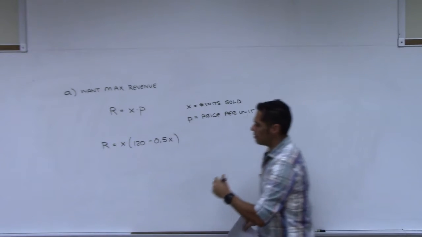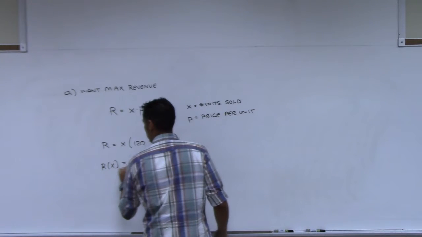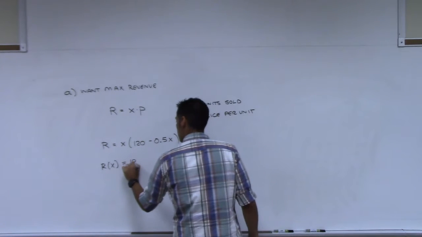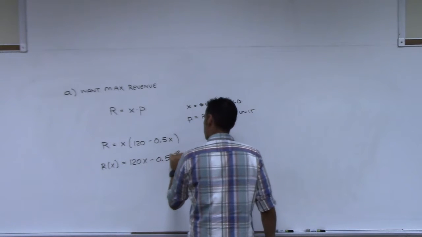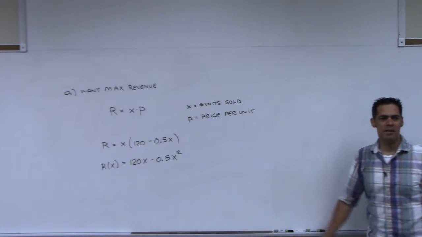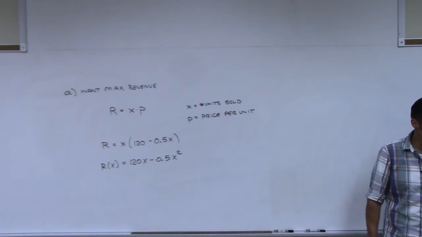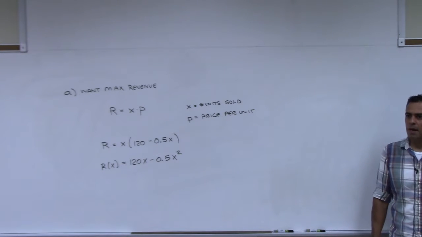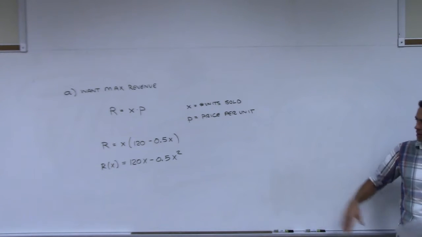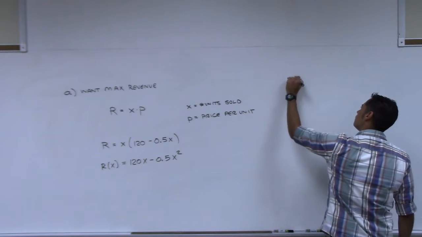Now distribute the x through. I'm also going to write R of x because the revenue is a function of one thing now. 120x minus 0.5x squared. And now we're just going to play the same game, right? Take the derivative, set it to 0, number line, test points. This is repetitive, right, at this point, this part of it? So what is my derivative?